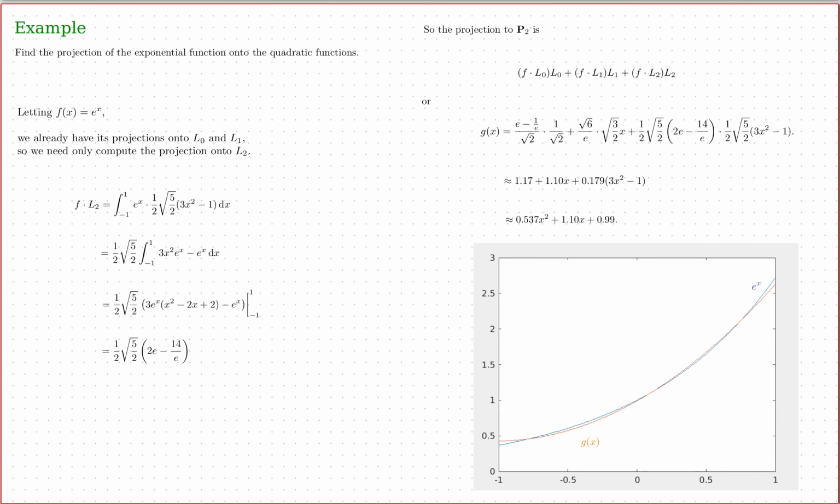So let's do another, actually similar, example. Let's again project the exponential function, but this time onto P2, this subspace of quadratic functions. Since we've already found the projection of the exponential function onto L0 and L1, all that's new here is working out the projection onto L2. So to project the exponential function onto L2, we first have to compute the dot product with L2.